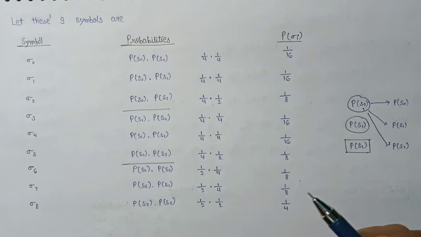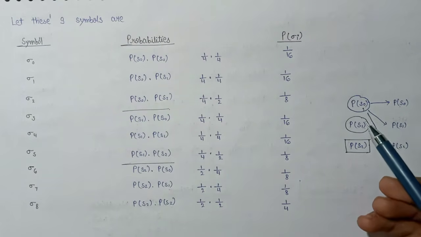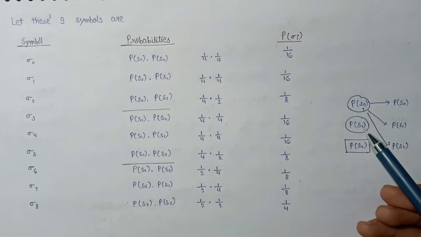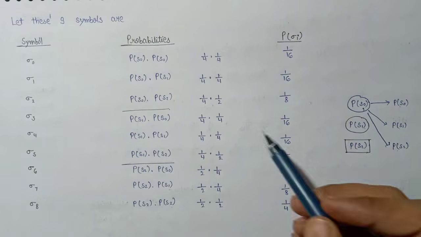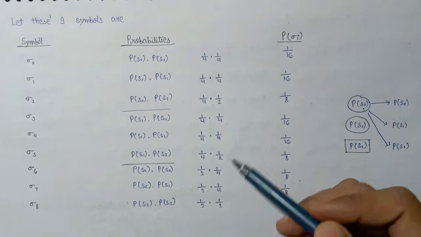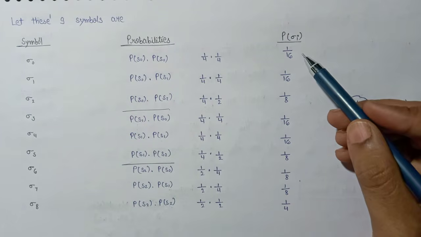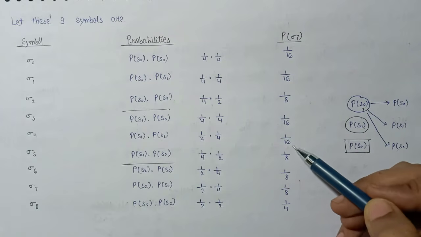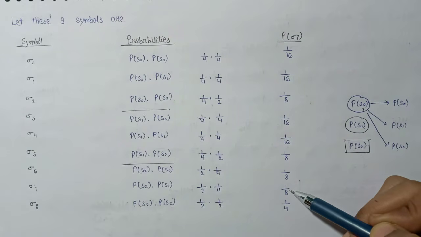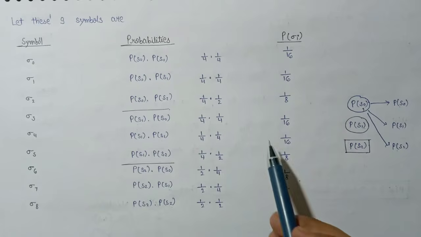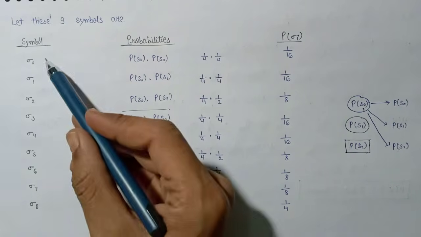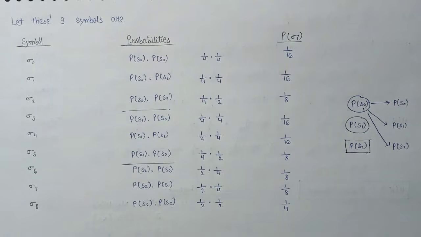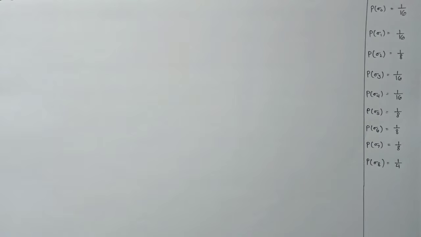Now we have been given the values for these 3 probabilities, that is P(s0), P(s1) and P(s2). So simply writing the values we get the final probabilities as 1/16, 1/16, 1/8 and 1/16, 1/16, 1/8, 1/8, 1/8 and 1/4. So these are the probabilities of occurrence for these 9 symbols that we discussed.